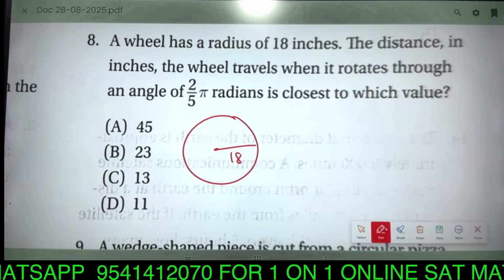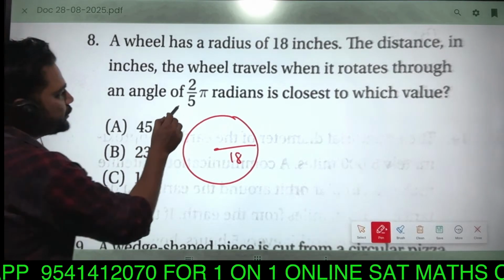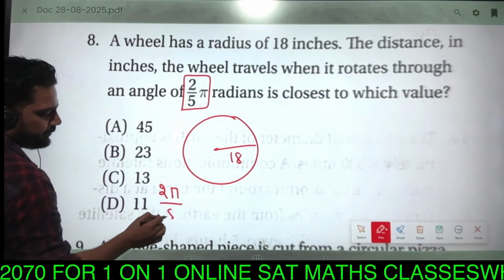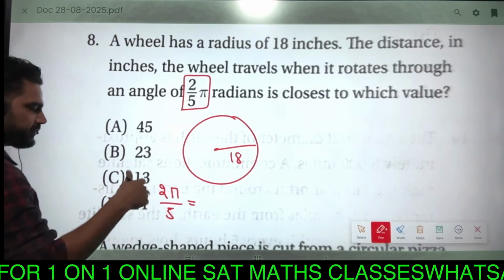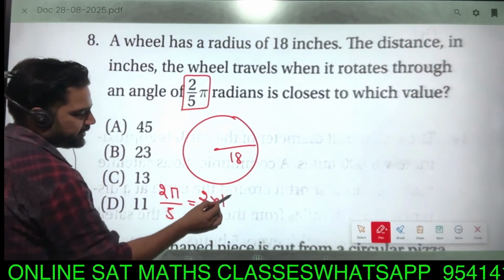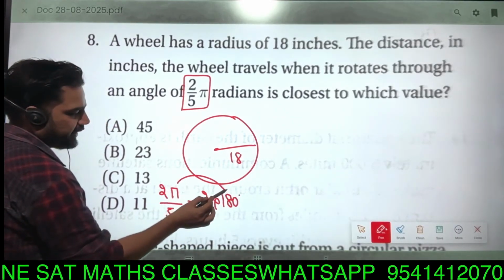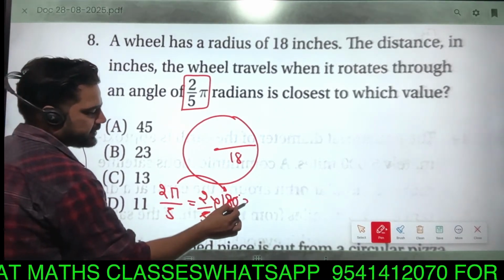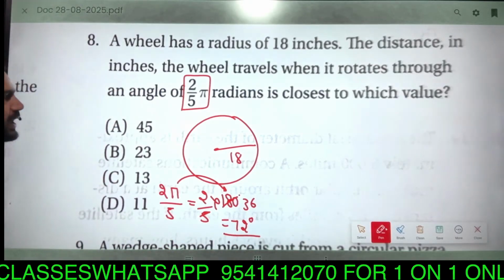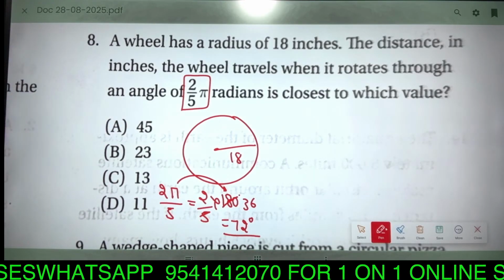Okay, so now the angle is how much? Angle is 2 pi by 5. So first of all, this angle is in radian, we will convert this into degree. 2 by 5 and pi means 180 degree. The value of pi is 180 degree, so we can say the angle is 72 degree. So they are saying that in 72 degree how much distance it will travel.